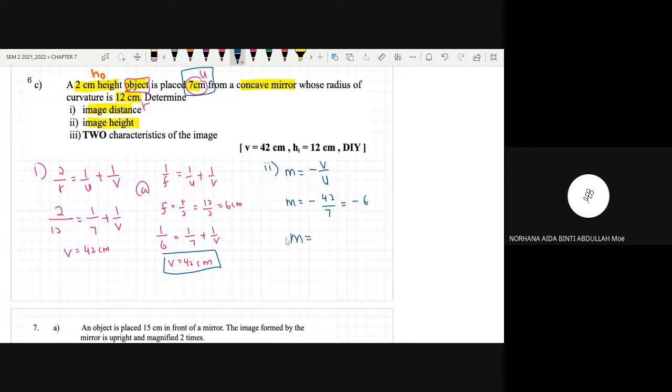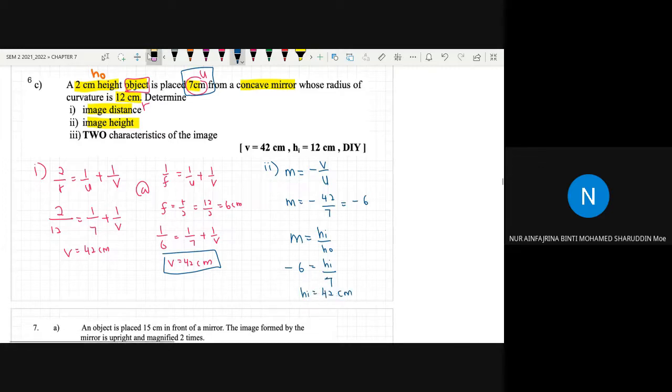M sama dengan H I over H O. Very good. So magnification ni Miss kena masukkan ke tak negatif? Kena. Okay. Height image awak kita nak cari, height objek awak berapa? 7 cm. Miss cuba awak lagi. Height of objek berapa? 2. Miss tak tengok kat mana lah dia main 7. Okay, 7 cm. So height of image awak akan dapat 42.